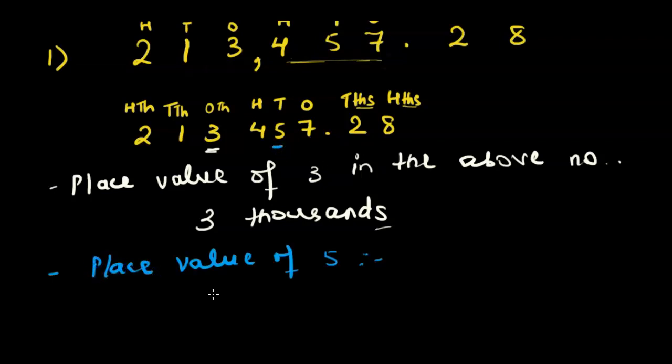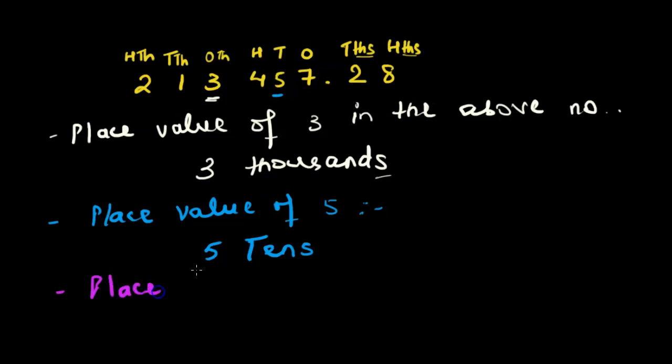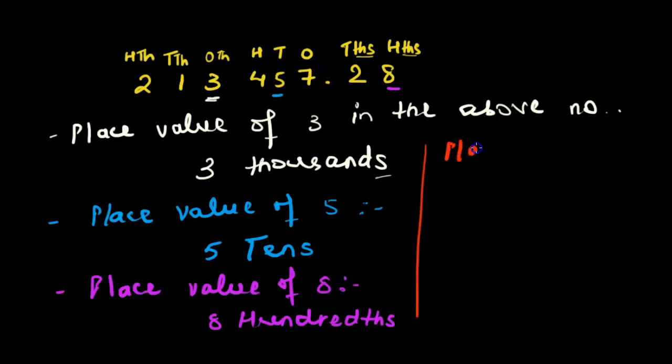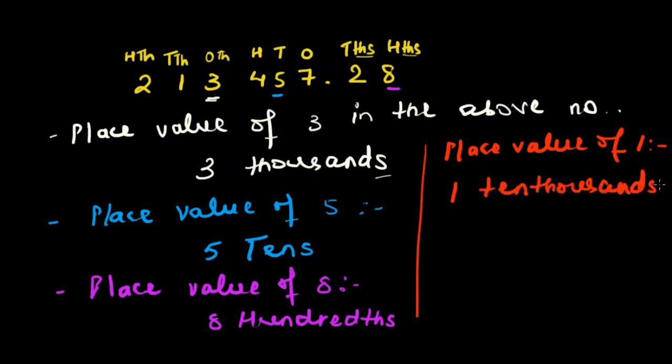Let's say the next question wants us to find out the place value of 5. We know the place value of 5 is at the tens place, so we write 5 tenths. Next, if we are asked to find the place value of 8, we write 8 hundredths. Similarly, if you're asked to write down the place value of 1 in the above example, we would write it as 1 10,000s. And this is how we answer the questions.